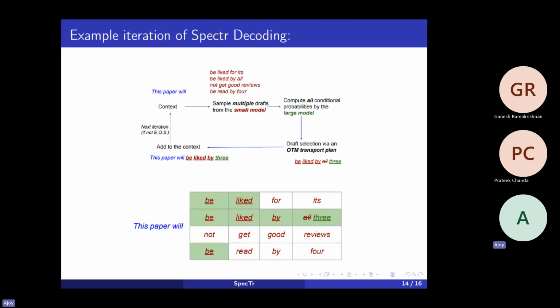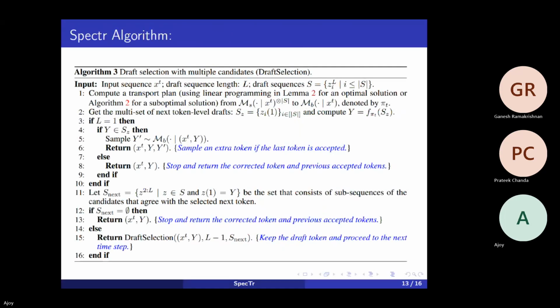So this is an example of how the iteration works. Basically, you take the context and put that in a smaller model, generate k drafts of L length tokens, and put all those into the larger model, and this algorithm is run at each L step.